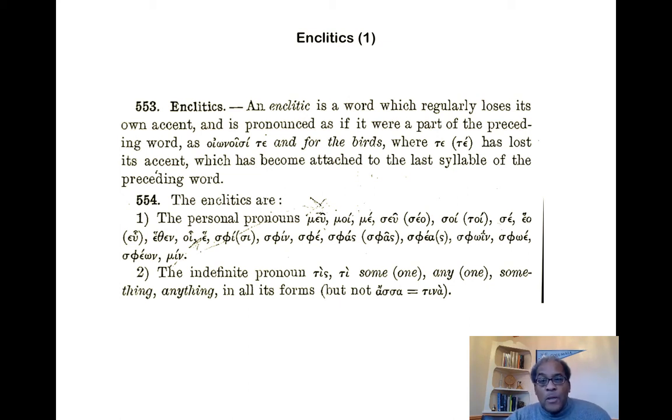oionoisete, and for the birds, where te has lost its accent and has become attached to the last syllable of the preceding word. Okay. The enclitics are the personal pronouns, which you'll learn down the road, and most importantly, the indefinite pronouns, like tis and te, some, any, something, anything. Okay? And we'll talk about those in a moment.